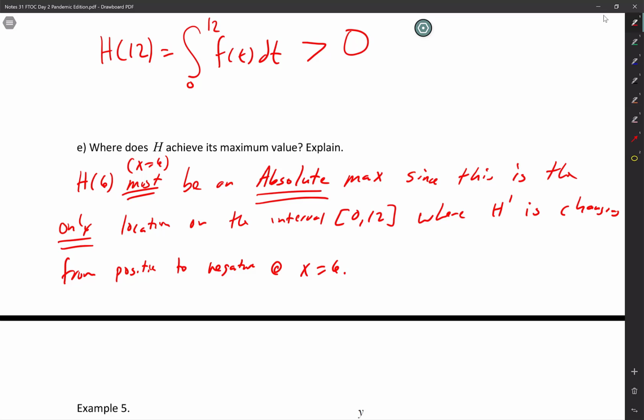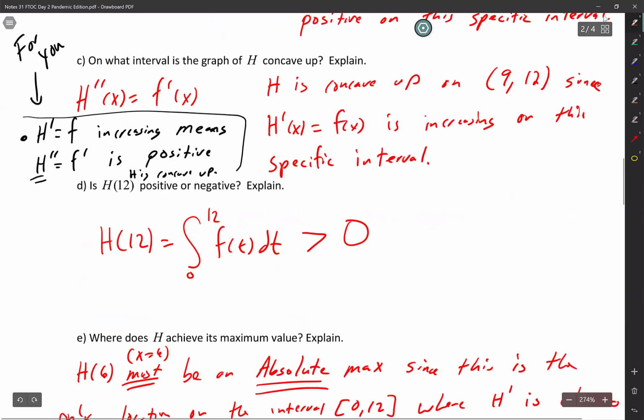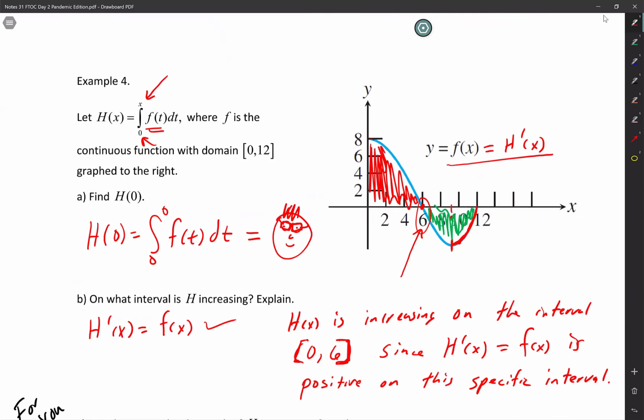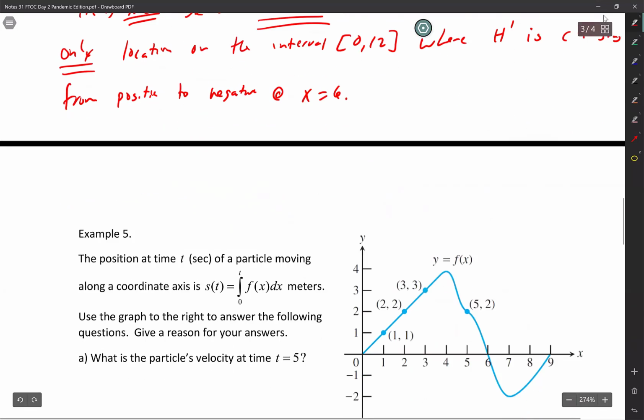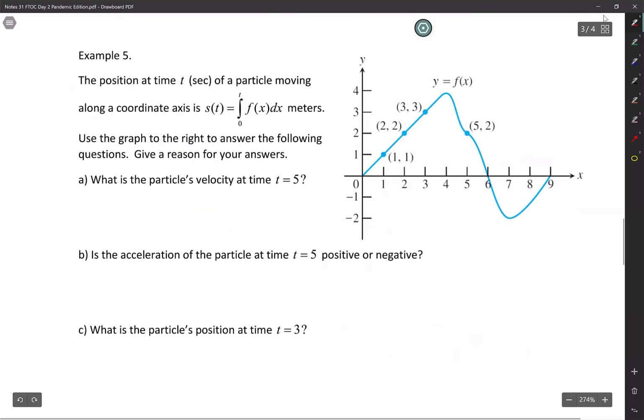I think that makes sense. It's probably not the best English sentence, but I think it makes sense. What I was trying to say is, on my entire interval, there is only one time where the derivative of h changes from positive to negative. The only time that happens is at x equals 6. Since it's the only time, I know h of 6 must be an absolute max, whatever that y value is. Does that make sense? I think we got full credit there, guys. And we're going to practice more. Okay, let's go to example 5.